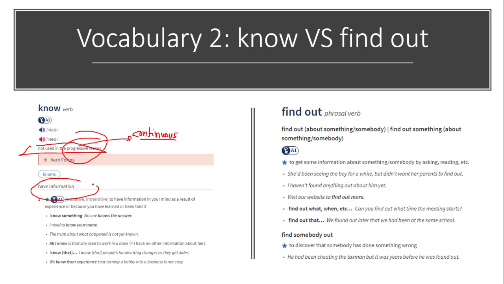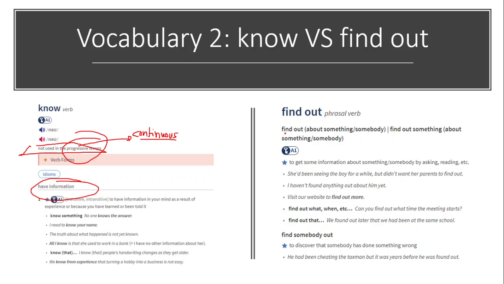Know means have information. That's simple, very plain. Okay, when you have information, you know it. When you have information about something, it means that you know about something. You know that something. Okay, for example, when you say I know statistics, so you have information about statistics.